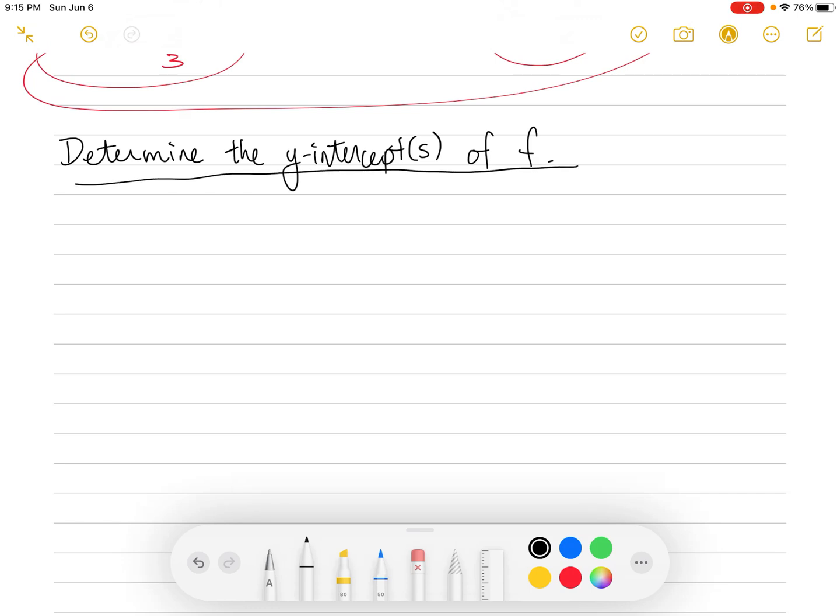Now maybe you remember that to find y-intercepts, where the graph is going to hit the y-axis, you're going to set the x value equal to 0. So we're going to set x equal to 0. I'm going to go back to my function and plug 0 in for x. So what was my function? Remember, my function was f of x equals 6x squared plus 11x minus 10. This was my function. So everywhere I have an x, I'm going to plug in a 0.